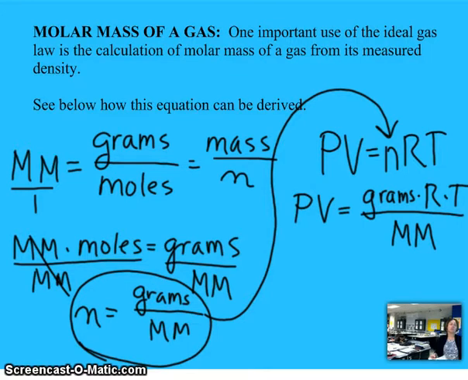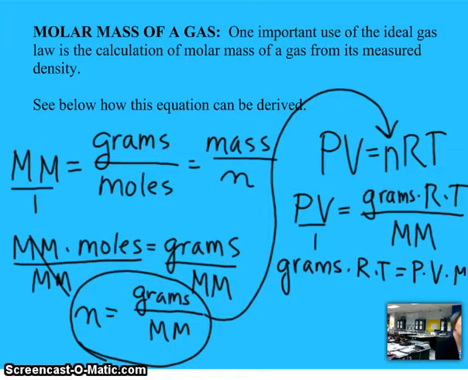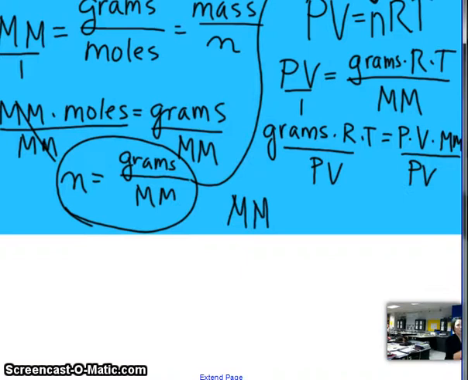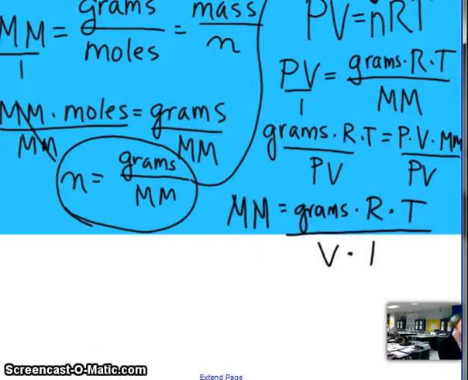And now rearrange this to solve for pressure and then eventually molar mass. So I want molar mass by itself. So I'm going to slap this over 1 and cross multiply. So you'll get grams times R times T equals P times V times molar mass. And now let's get molar mass by itself by dividing this side by PV and dividing this side by PV. Okay? So what molar mass is really equal to is your mass, or your grams, times your R times your T divided by your volume times your pressure.